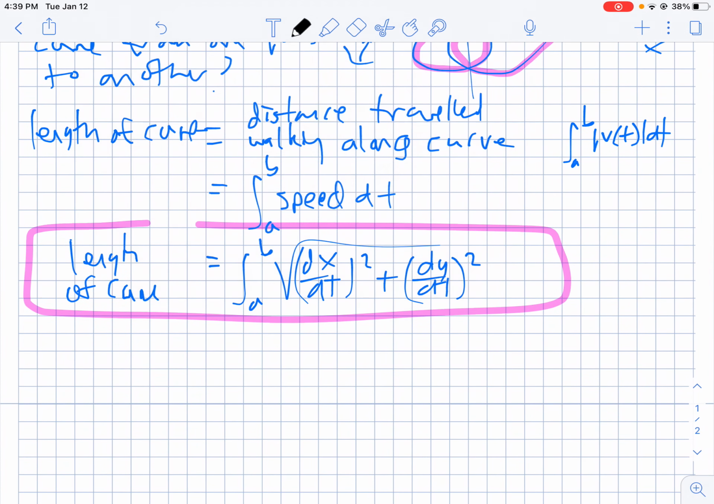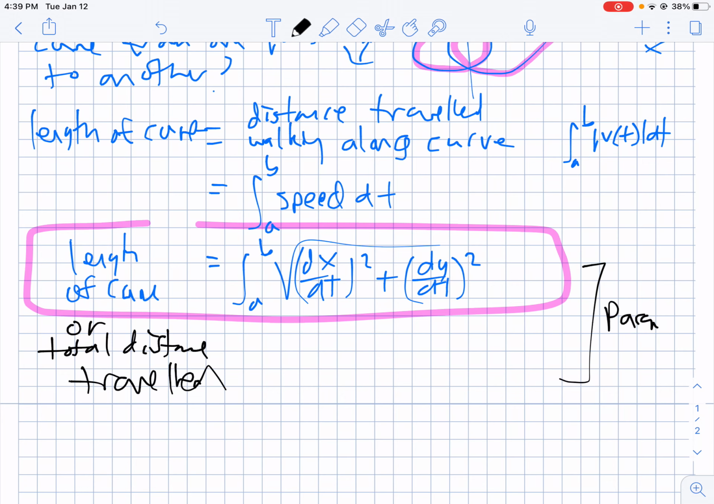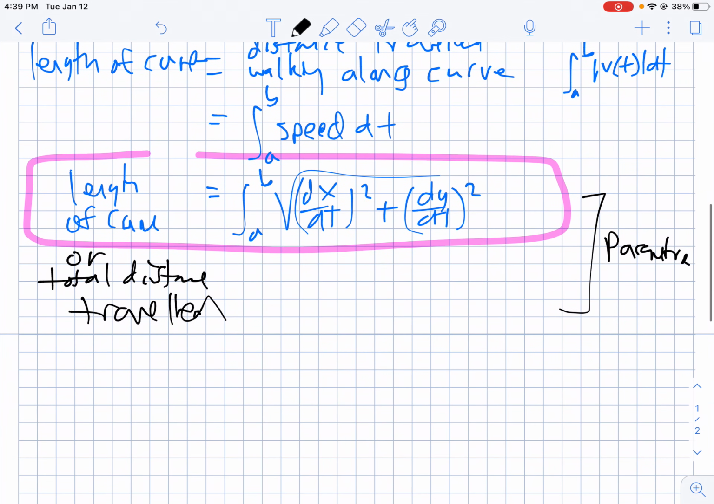So let's look at a couple examples. Anytime someone asks for the length of the curve or a total distance traveled in parametric, and I think this bears repeating, this formula only works if you have a parametric equation. This is how you find the length of a curve, the total distance traveled in parametric.